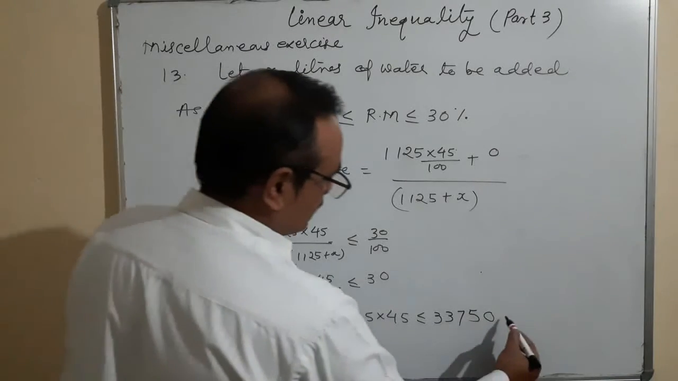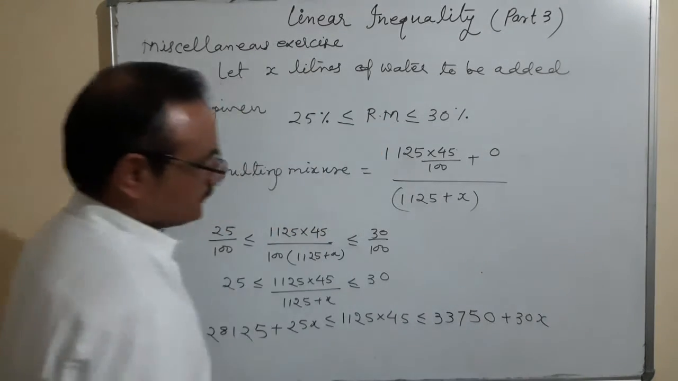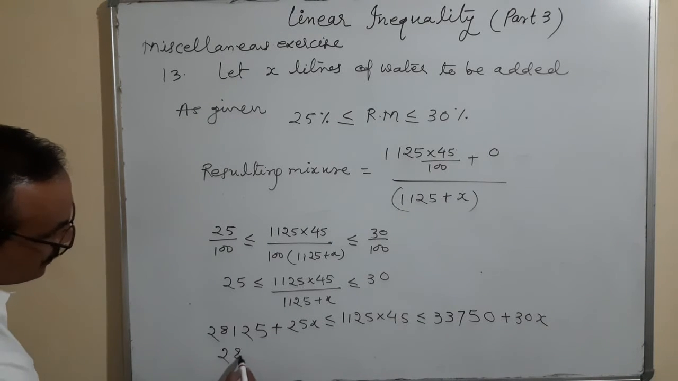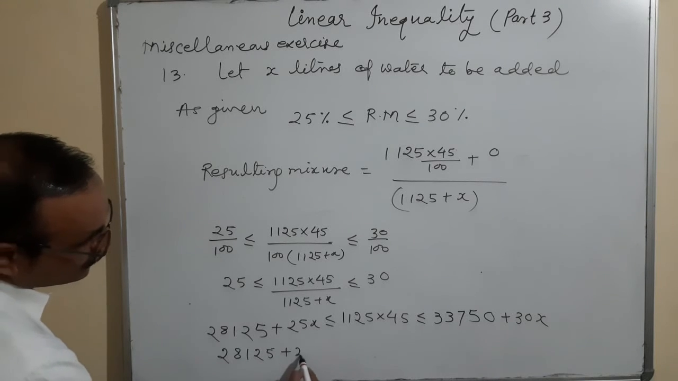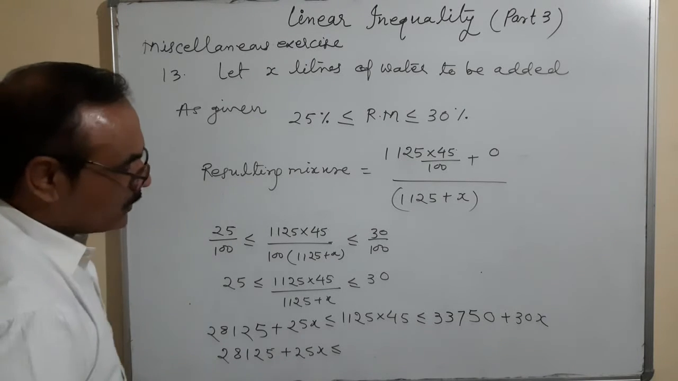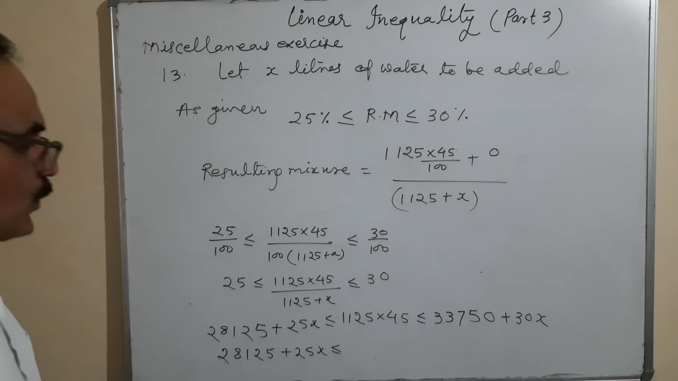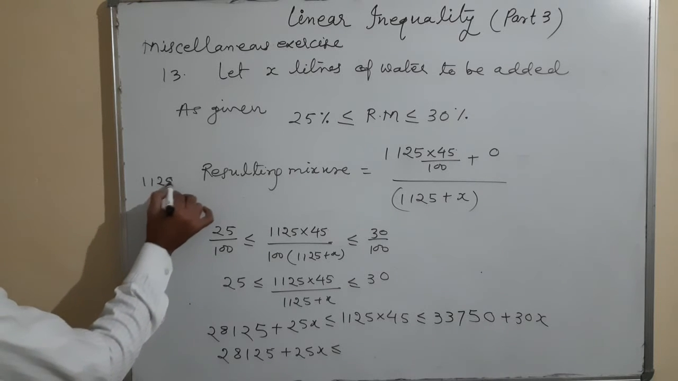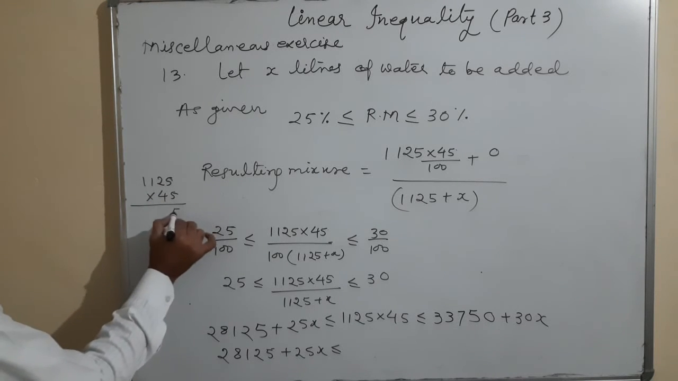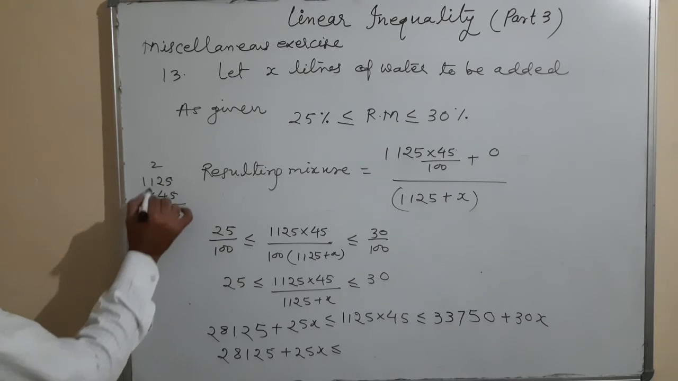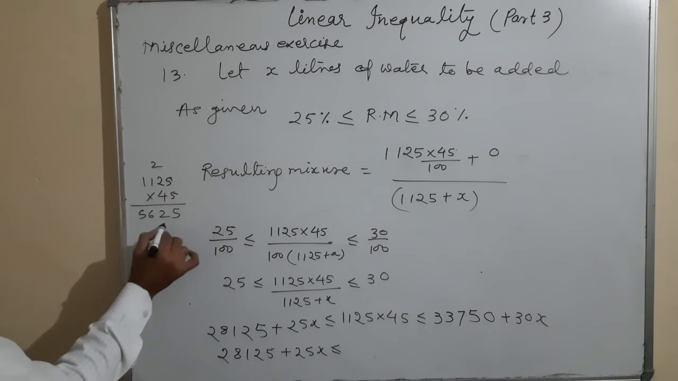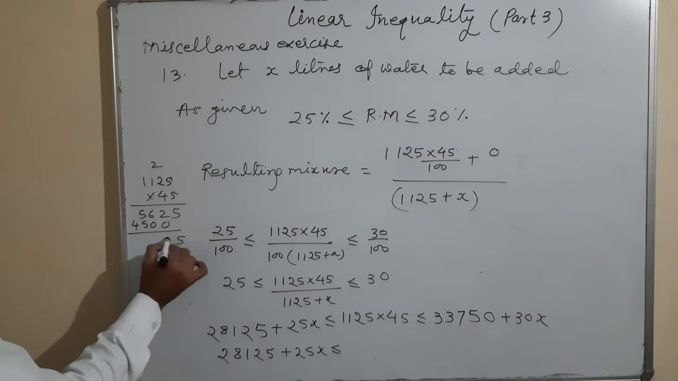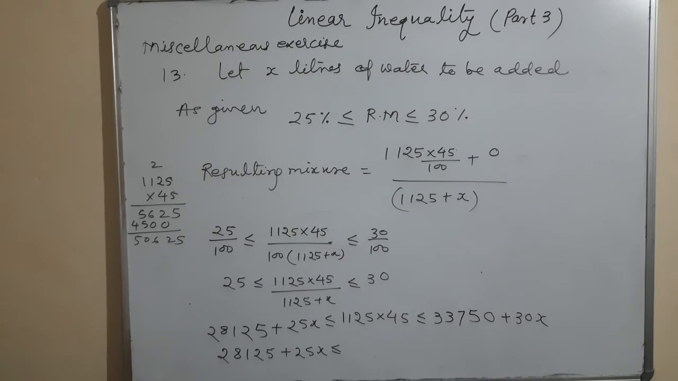Okay, plus 30x. Clear? So now what is this? It is 28125 plus 25x is less or equal to, I am going to multiply it here, 1125 multiplied by 45. 5 5s are 25, 2, 5 2s are 10, 12, 1, 5 1s are 5, 6, 5 1s are 5, 4 5s are 20, 4 2s are 8, 10, 1, 4 1s are 4, 5, and it is 5, 6, 2, 5, 0, 6, 2, 5.